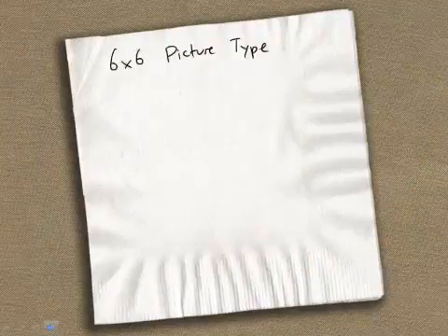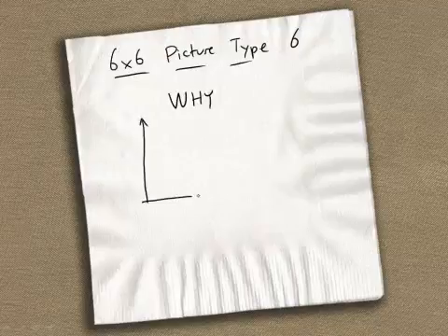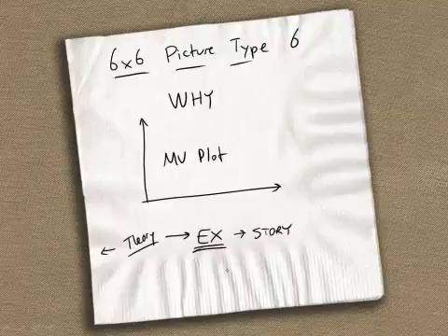And this lesson is going to be a follow-up. This is 6x6 picture type number 6. As you remember, this is the picture that answers the question why, otherwise known as the multivariable plot picture type. And this is the lesson where we're going to move from some theory we saw previously into a real-world example. And we're going to tell one story using everything we know about the entire 6x6 pie at this point, resulting in a multivariable plot.